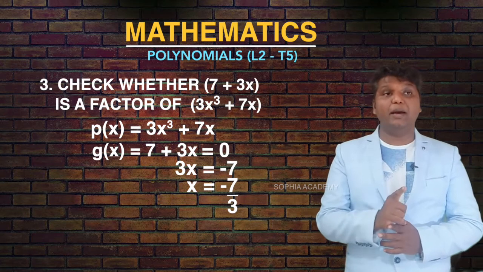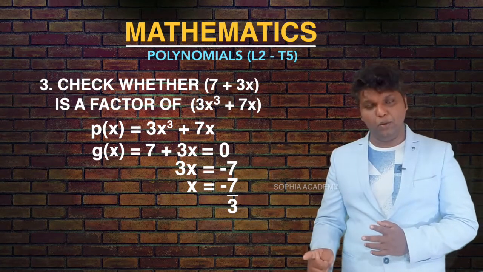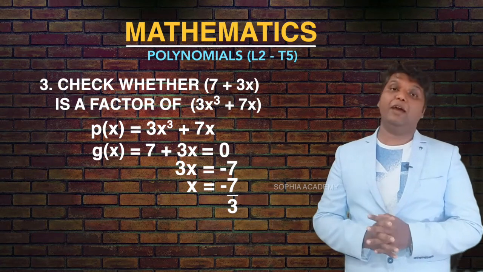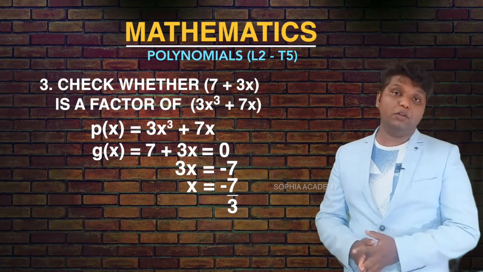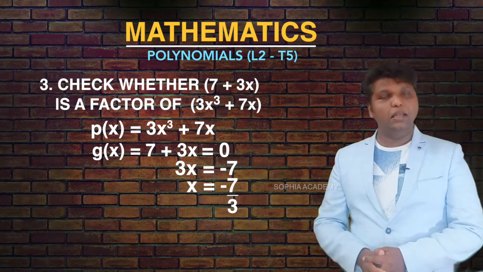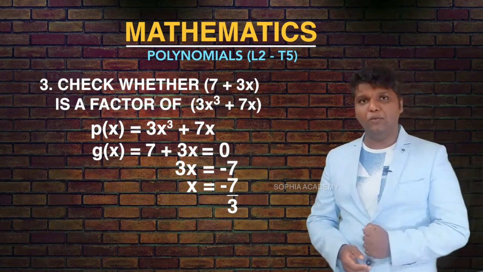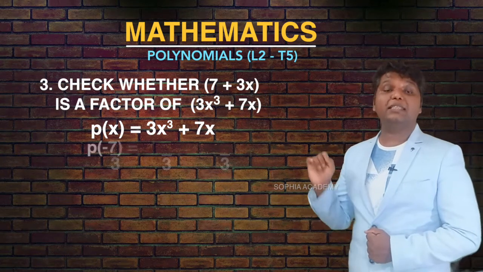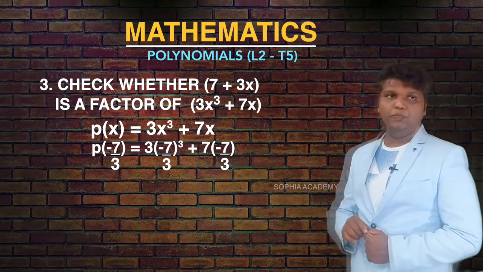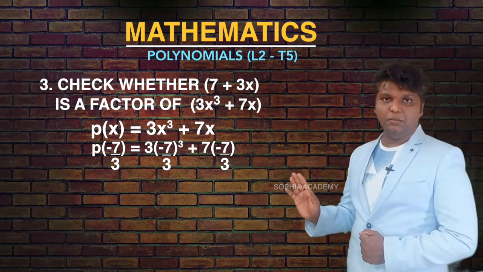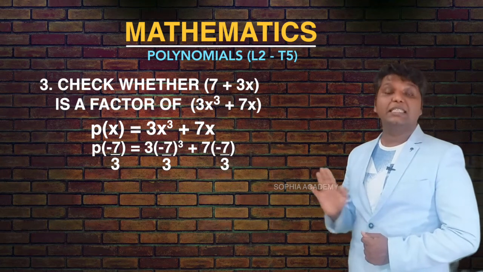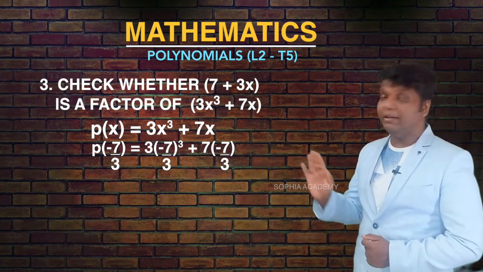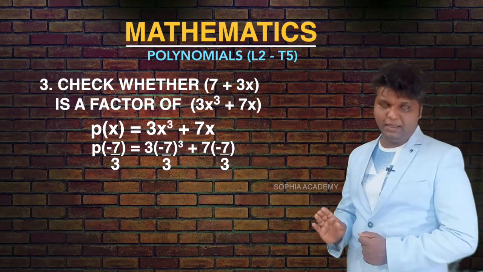If this p of minus 7 by 3 is equal to 0, then we will say yes, it is a factor. And if it is not equal to 0, if it is a non-zero number, then we will say it is not a factor. Let us go for it. P of minus 7 by 3 is equal to, here 3x cube is the first term, so 3 into minus 7 by 3 the whole cube, plus 7x is the next term, so 7 into minus 7 by 3 again.